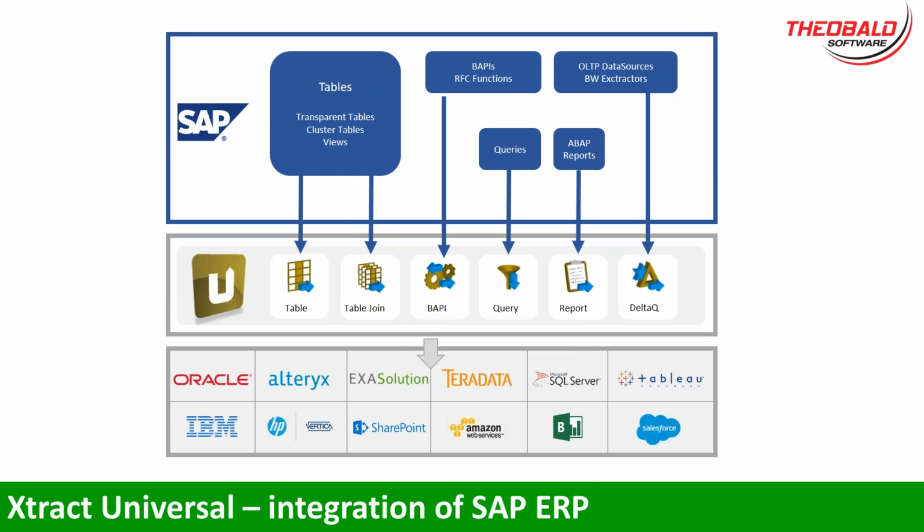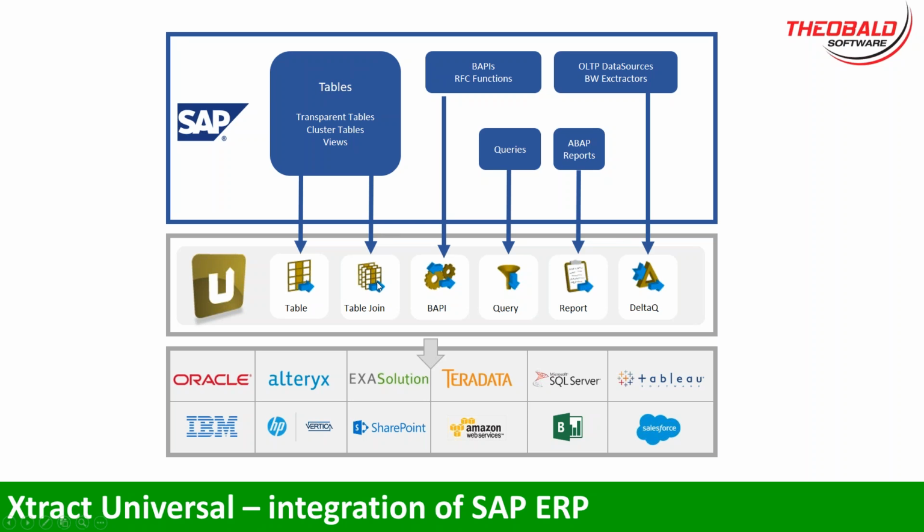A more complete view of this architecture is on the next slide. As you can see here, in the SAP system, we have many different possibilities to get data from. For example, data is stored in tables. We can use our Extract Universal components Table and Table Join to access table data on the SAP system. So I would say that's the easiest component to get data from the SAP system.